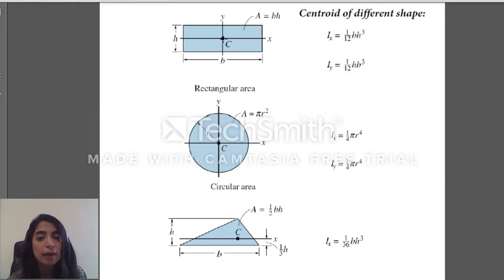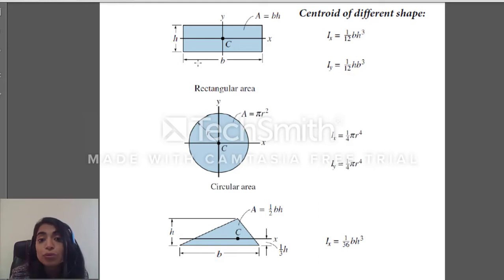Now what if I need to find the moment of inertia of this rectangular shape about an axis x prime parallel to this x, but it is not passing through the centroid C? So for example, I need to find the moment of inertia of this rectangular shape around the base here. What should I do? I know that Ix, which is the moment of inertia around the x-axis passing through the centroid, is bh cubed over 12.